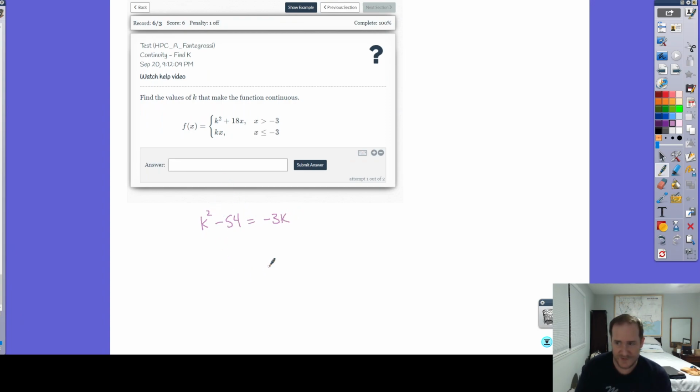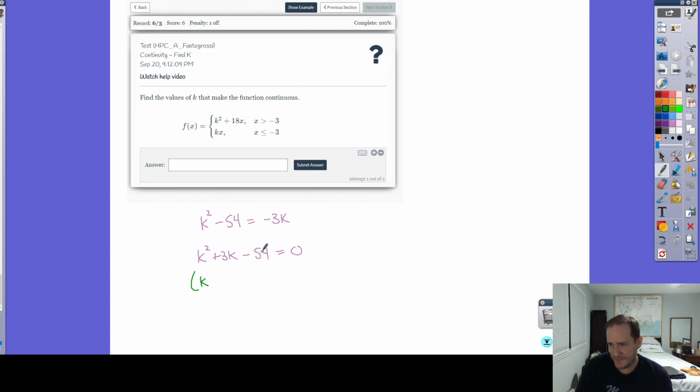Now, okay, I said it was going to be quadratic. I didn't say it would be all that challenging. To solve this, you just want to get it into standard form. So you add 3k to both sides and get yourself set equal to 0. Now you have to solve by factoring.